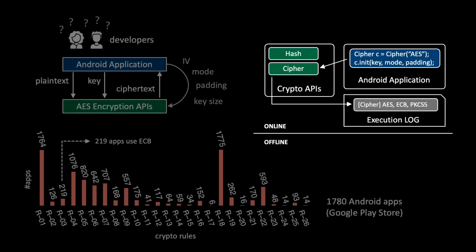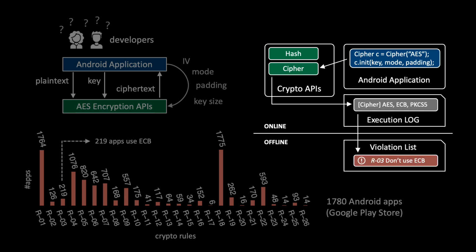To obtain these results, we developed Crylogger, an open source tool to detect crypto misuses dynamically. First, Crylogger monitors the relevant crypto APIs to log the parameters that are passed to each API. Here you can see how the application uses AES for encryption and how Crylogger logs the parameters passed to the API in a log file.